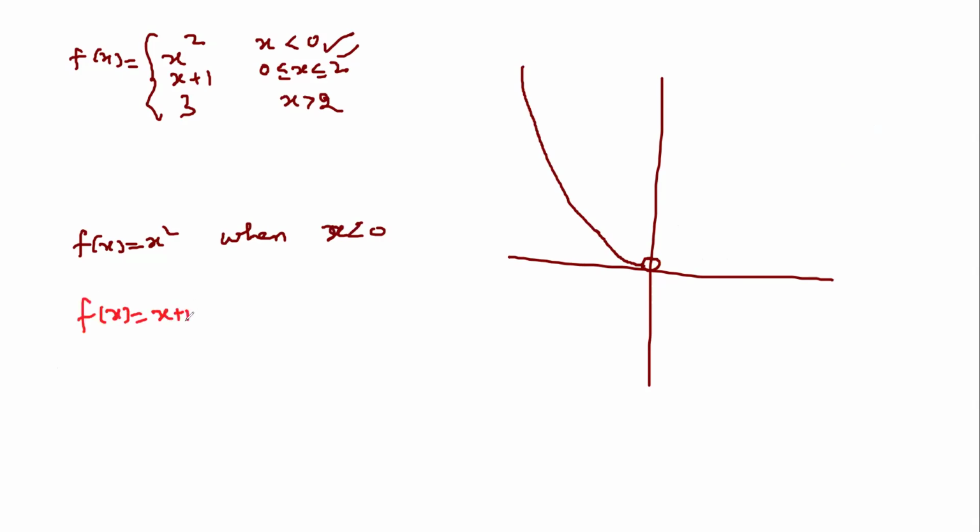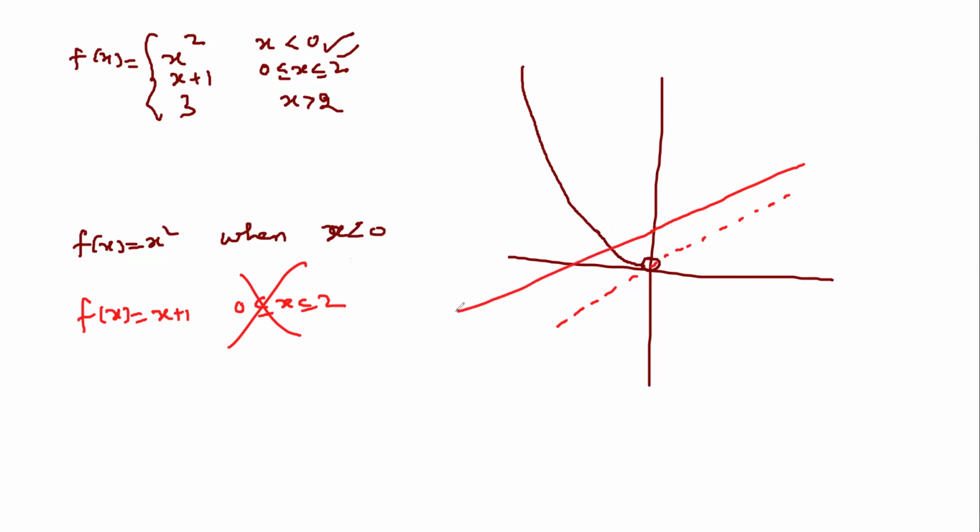f(x) is x plus 1 when x goes from 0 to 2. So first plot a line, forgetting the condition. First plot the line for x plus 1. X plus 1 is what? This is x, right? And this is plus 1. Understood? But x goes from where? 0 to 2. 0 means from this line.